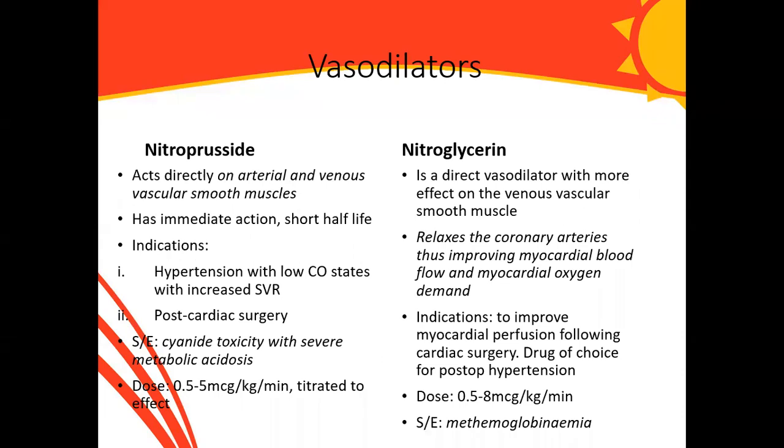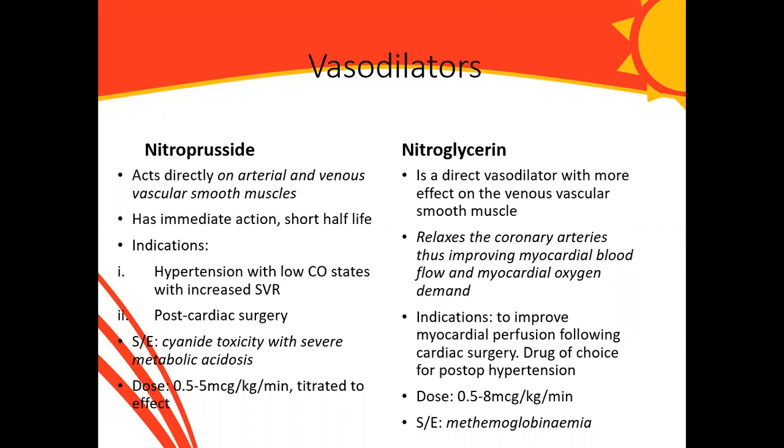So nitroprusside acts directly on both arterial and venous vascular smooth muscles. So it acts on both, unlike the others which are either arteriolar dilators. The important thing about it is that nitroprusside has immediate action and short half-life. It's indicated in cases of hypertension, that state with increased systemic vascular resistance. It's also indicated post-cardiac surgery when you have a hypertensive episode. But beware of silent toxicity with severe metabolic acidosis with the use of sodium nitroprusside. The dose is usually between 0.5 to 5 micrograms per kg per minute, titrated to effect.